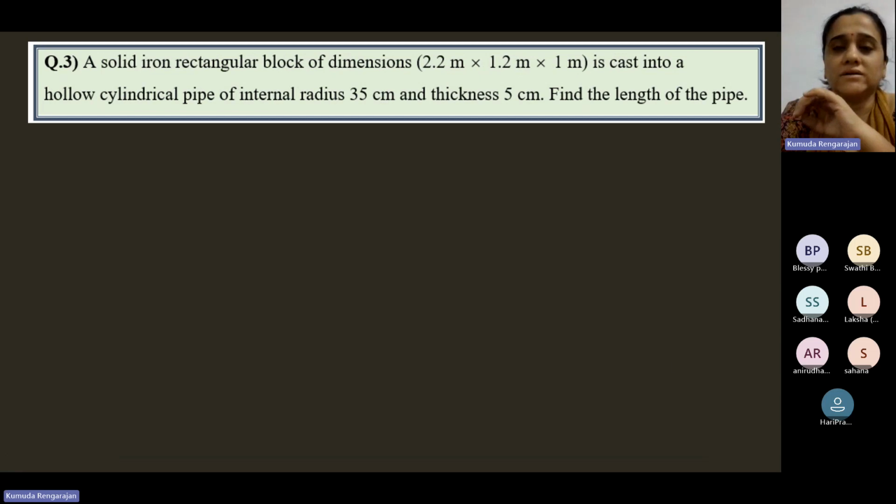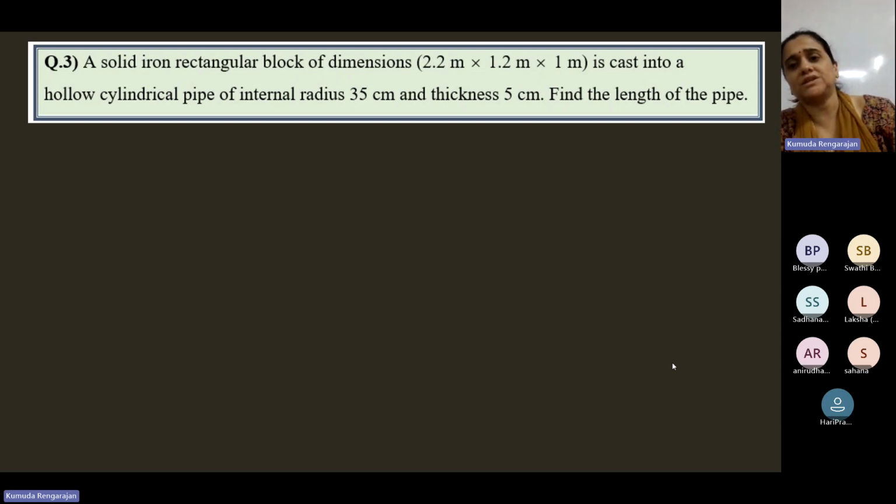A solid iron rectangular block. A rectangular block is a cuboid. A solid iron rectangular block, iron is the material. Okay. Rectangular block of dimensions. So what are the dimensions? Length, breadth, and height. Is cast into a hollow cylindrical pipe of internal radius 35 centimeters and thickness 5 centimeters. Find the length of the pipe.